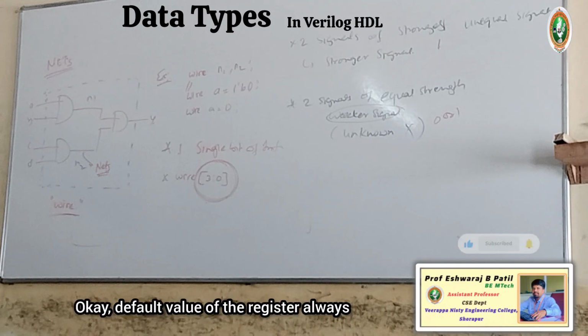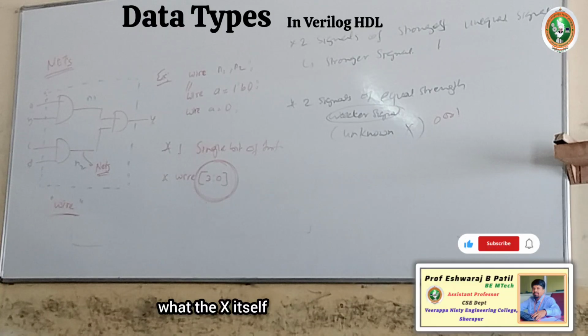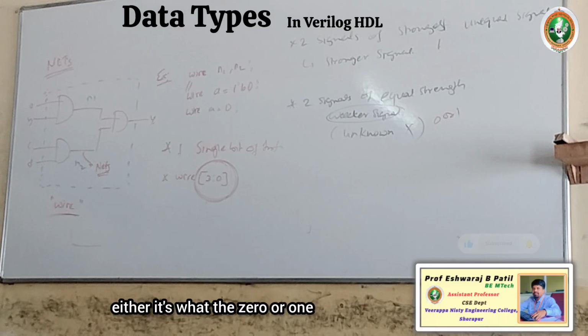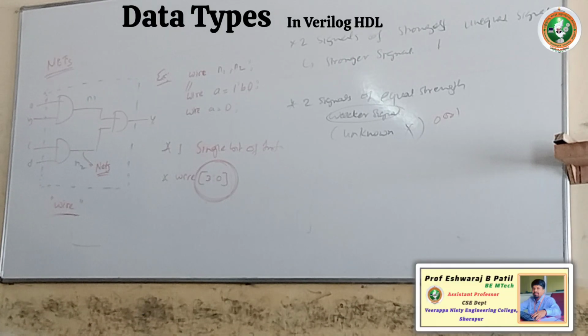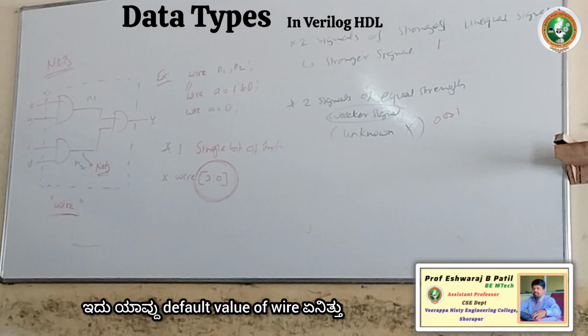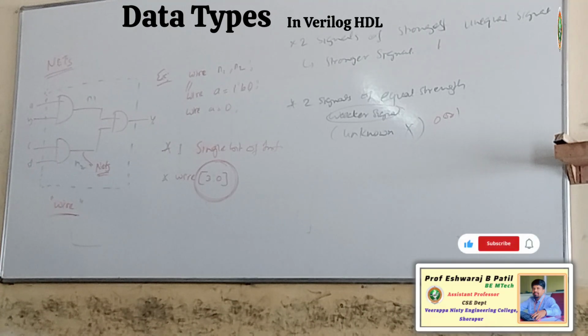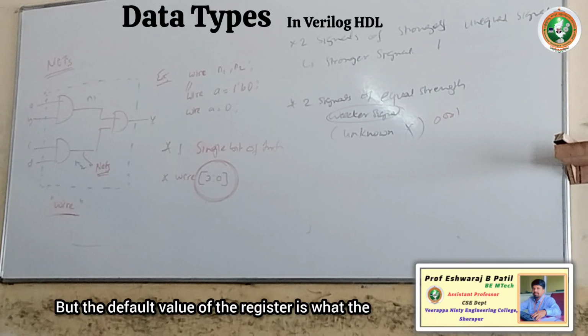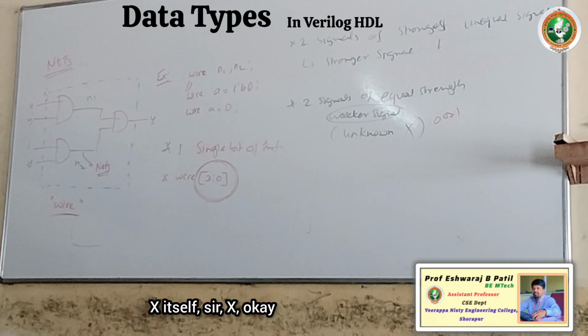Simulation also. Okay, the default value of a register is always x itself, not 0 or 1. The default value of a wire was z, but the default value of the register is x itself.